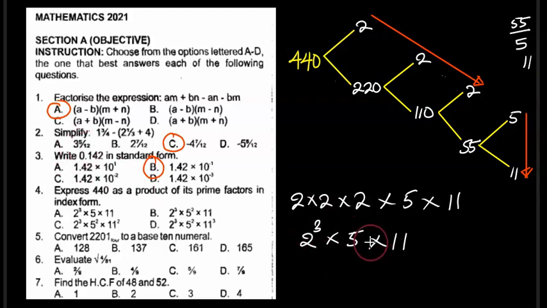Or it can be presented in another form as 2 raised to the power 3 times 5 raised to the power 1 times 11 raised to the power 1. So if you don't see this among the options, this can also serve. But if we go back to our options, the only option that fits is option A: 2 raised to the power 3 times 5 times 11. So this is the answer to this question.